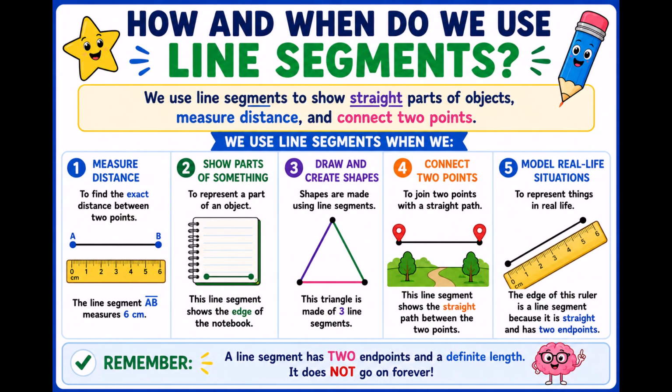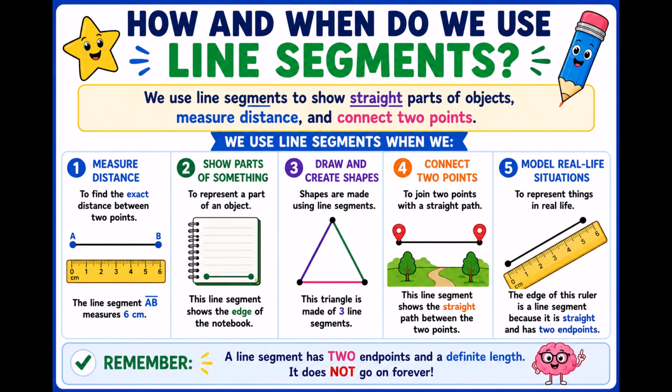How and when do we use line segments? Number one, measure distance. What does it mean? A line segment helps us find the exact distance between 2 points. We can use a ruler to measure its length. For example, point A to point B is 6 centimeters long.